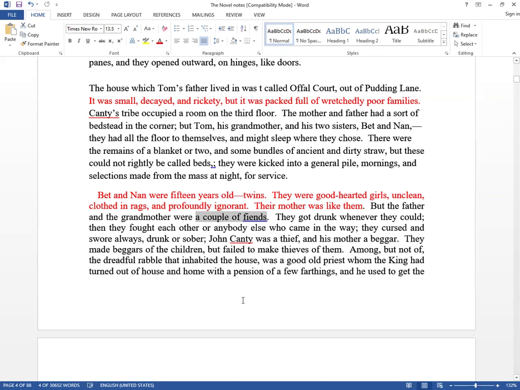Their behavior and language are obscene, indecent, and filthy. Refer to a dictionary for the meanings of those words. Filthy means bad.